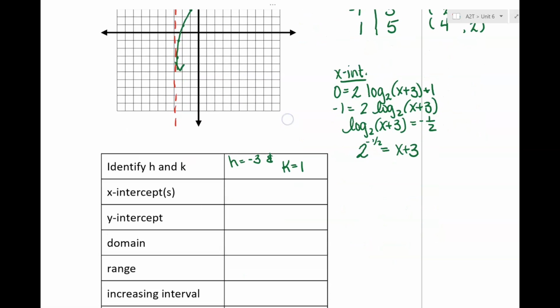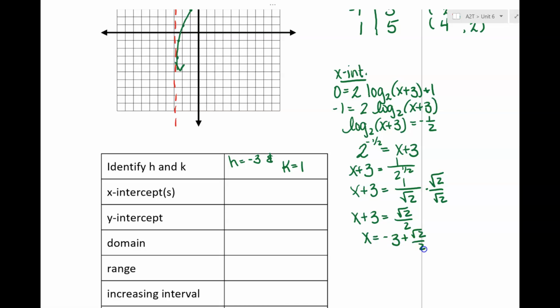Here, there's a couple things going on. We're going to have to apply the negative exponent. So that means we have 1 over 2 to the 1/2. We're then going to have to use our rational exponents and rewrite it as 1 over the square root of 2, which we can't have. So we're going to multiply it by rad 2 over 2 to rationalize. So x plus 3 is equal to rad 2 over 2. And then we're going to subtract 3. You are more than welcome to leave it like that. If you would like to get common denominators, have at it. For me, I'm just going to leave it as is, but write it as a coordinate.